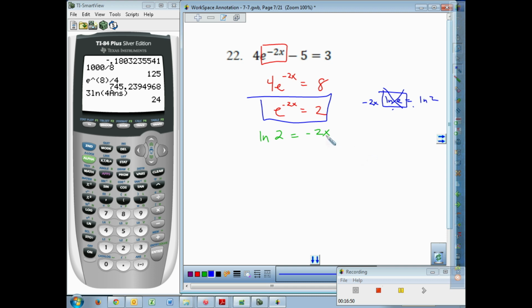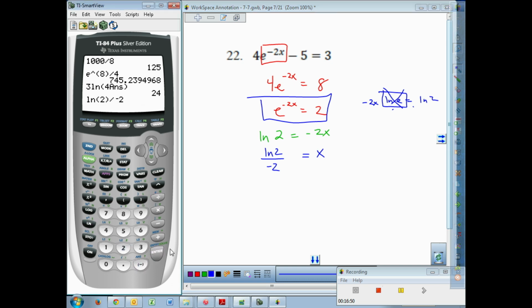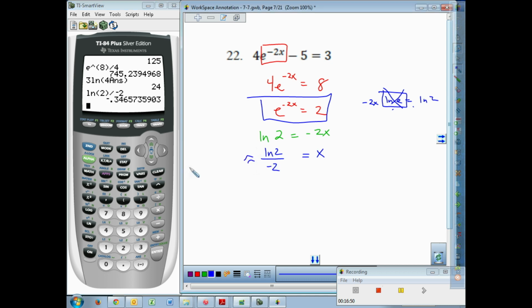Cool? Now, let's solve for x. What do you got to do to solve for x? Divide by negative 2. See if you can punch it in correctly without me showing you. Get your numerator in there and make sure you closed all your arguments. There's only one term in the numerator and one term in the denominator. That's the exact answer. I'm going to get it approximately negative 0.3466, and then I'm going to check it.